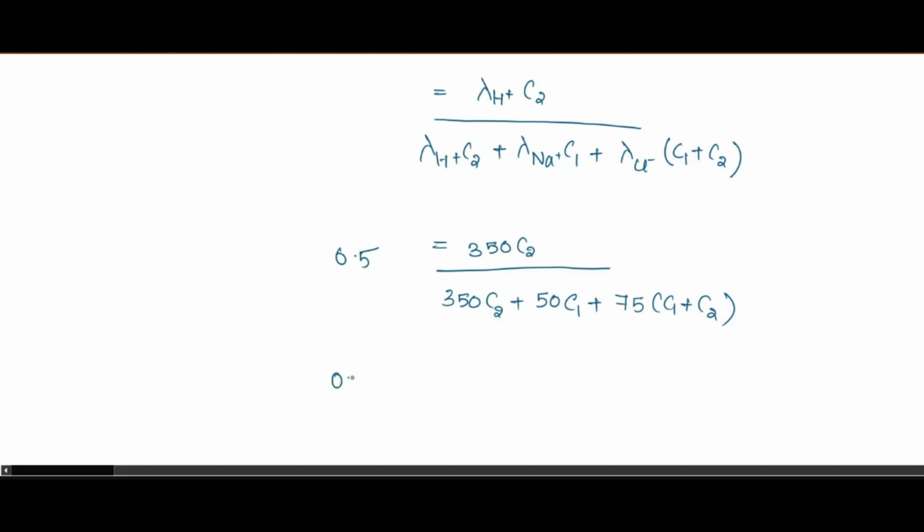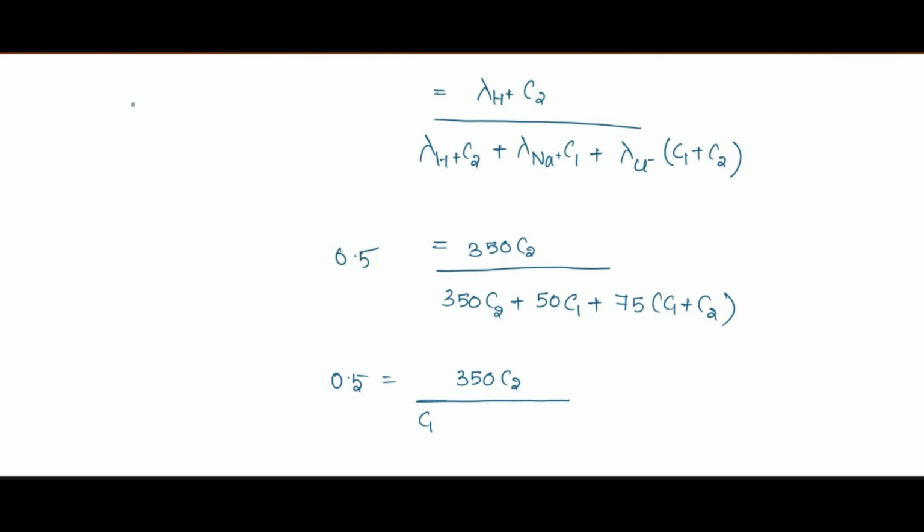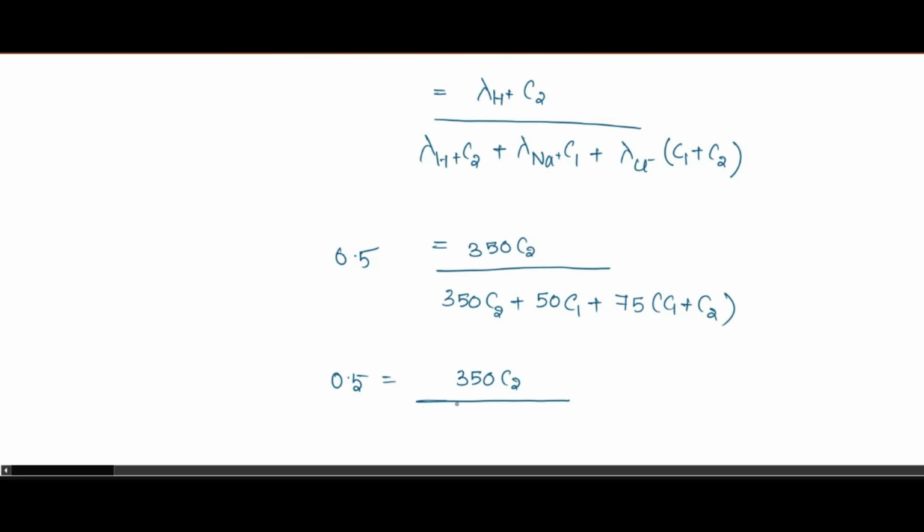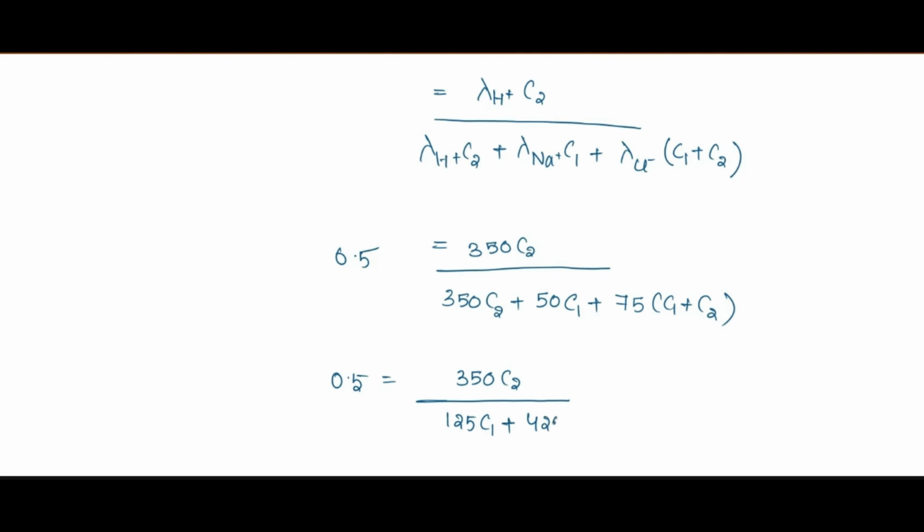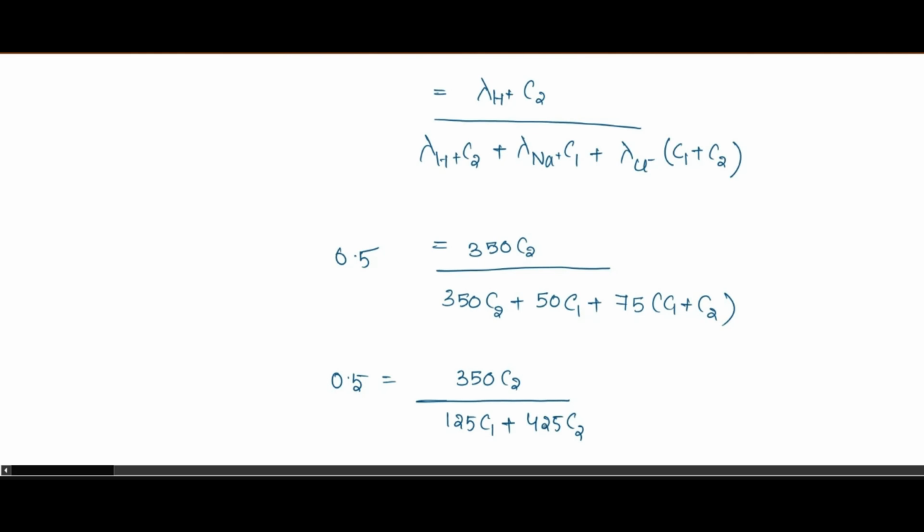അപ്പോ 0.5 is equal to 350 times C2 into താഴെ, C1 ഞാൻ പുറത്തേക്ക് എടുക്കുകയാണ്. C1 into എത്രയാ? 50ഉം 75 കൂടെ ചേരുമ്പോ I have 125 C1 plus 350ഉം 75. Okay, that gives me 425 C2. So this is what I have got. Correct? Okay, so let this be there.